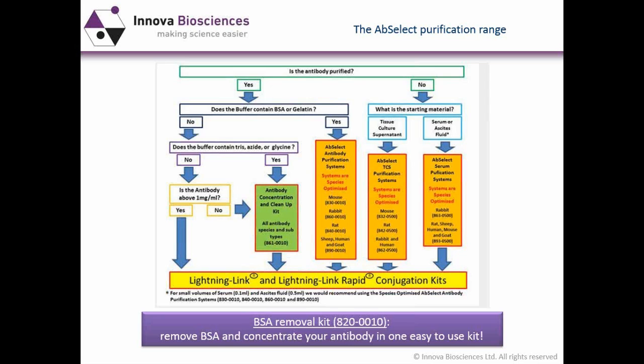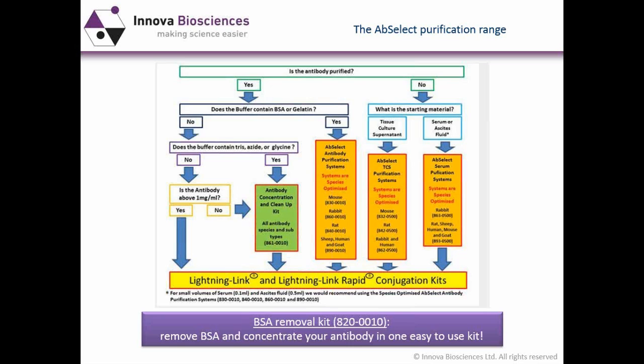We have a flow chart here which just takes you through some different steps. I'm not going to go through every single step of it, but just take you through some of the key parts. So when you start at the beginning, you ask the question, has your antibody been purified? And if not, if it's a serum product or a tissue culture supernatant, you move to the right-hand side and you'll see that Innova offer a range of different products that will enable you to purify very simply your antibodies, either from culture supernatant or serum or ascites fluid.